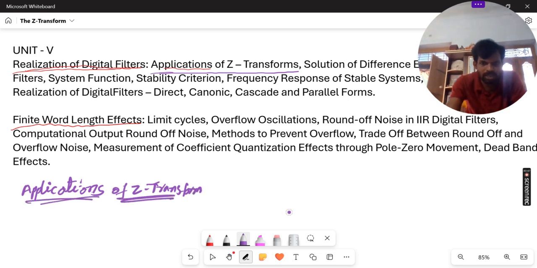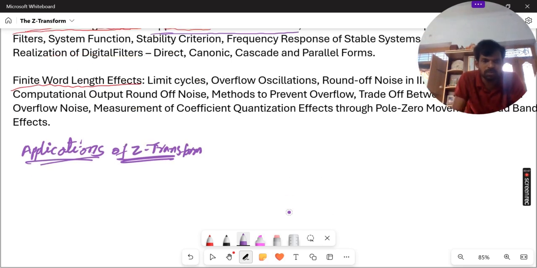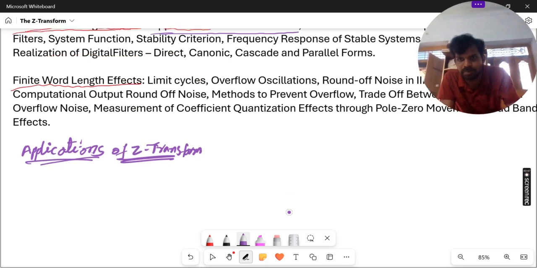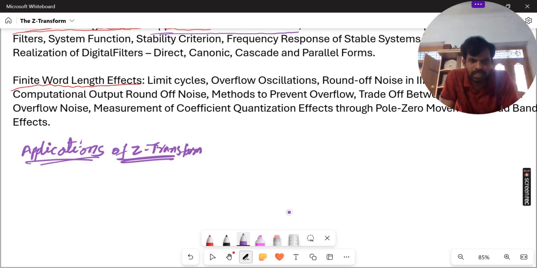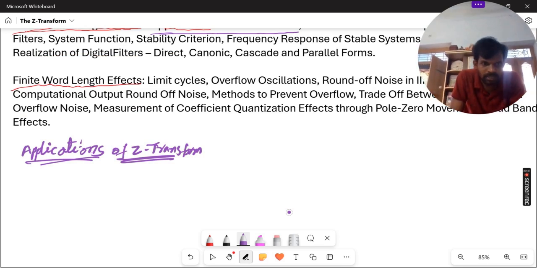Let us discuss thoroughly the applications of Z transform, how the Z transform is used in digital signal processing, communication systems, control systems, as well as digital image processing. First of all, I am going to write down the key applications, or the real life applications, of Z transform. The first one is digital signal processing.